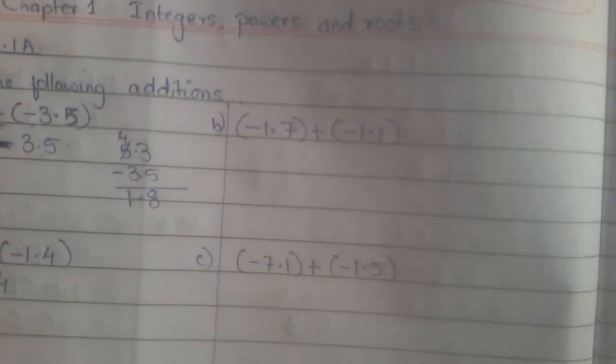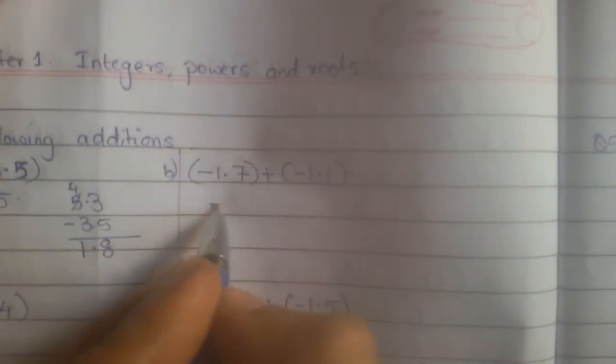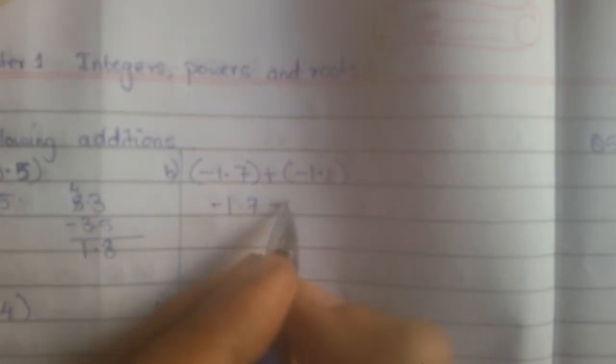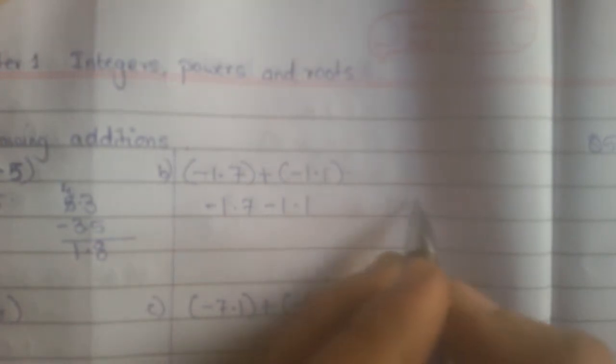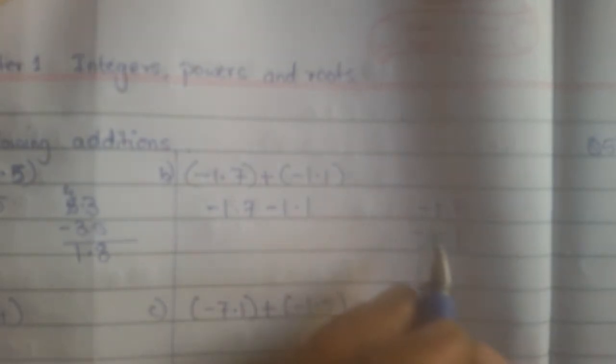Question number B. Minus 1.7. There is a double sign. Plus into minus is minus 1.1. We get the two negative numbers, minus 1.7 and minus 1.1. Which number is greater? 1.7 is greater, so the sign of minus, 2.8 is the answer. Minus 2.8 is the answer.